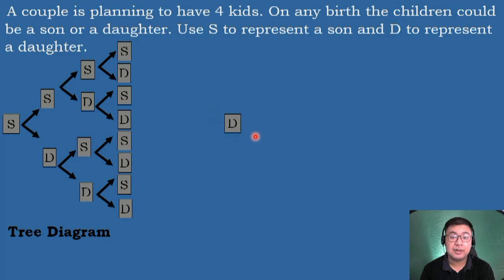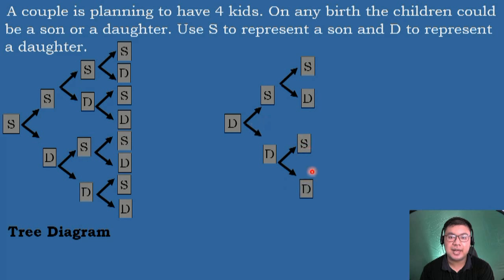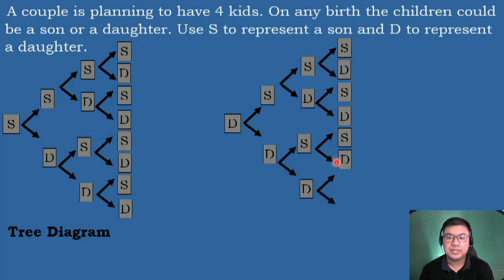Then let's construct here the daughter, if the couple will have a daughter as their first child. And then the second child will be son or daughter. The third child will be son or daughter on this side, and on this side can be son or daughter. And then again, write son and daughter, and then son, daughter, another son and daughter, and then another son and daughter. So this is how we construct a tree diagram.